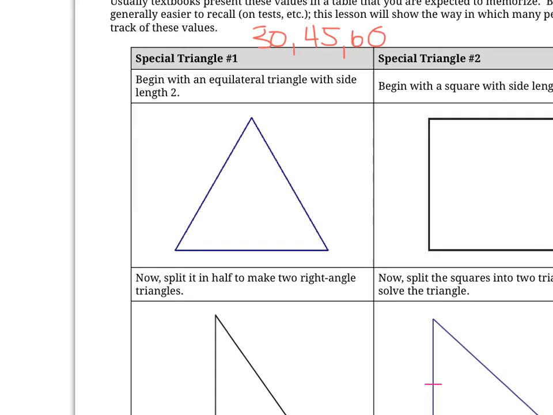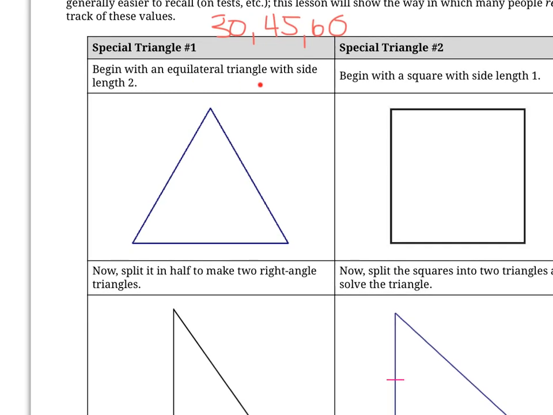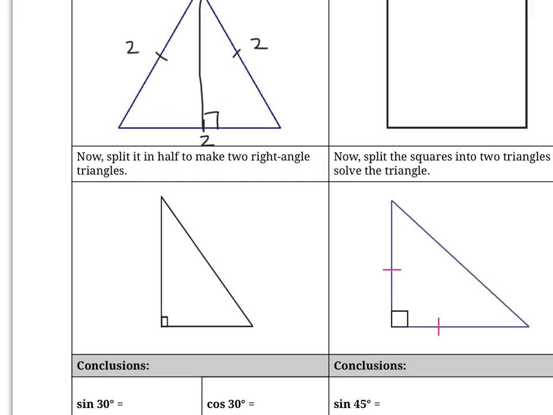Let's start with special triangle number 1, where the instruction says to begin with an equilateral triangle with side length 2. So let's just fill this in. If this is equilateral, each of these is 2. So we have 2, 2, and 2. Now it says split it in half to make two right angle triangles. So I'm going to split it in half and make two right angle triangles. So let's label this guy together.